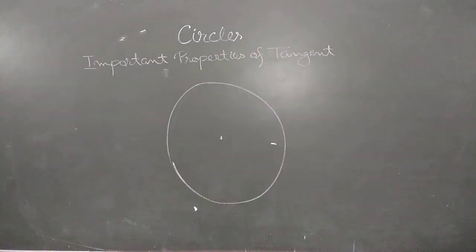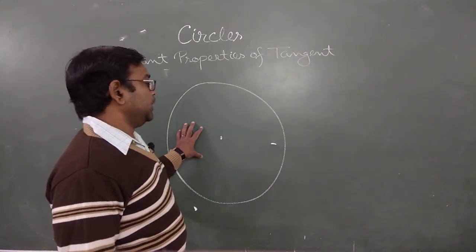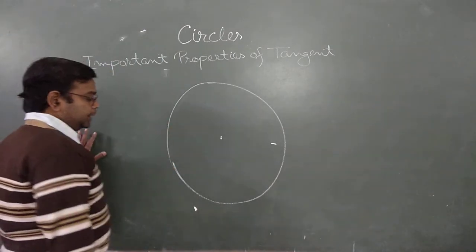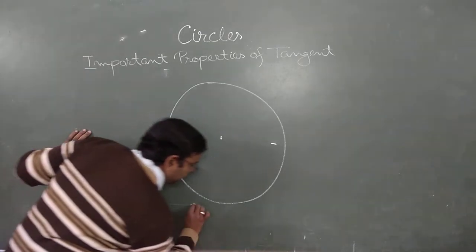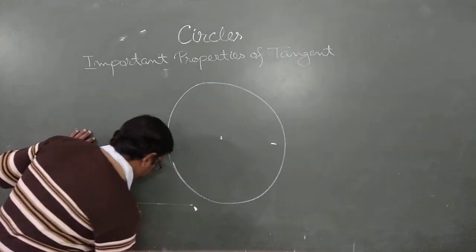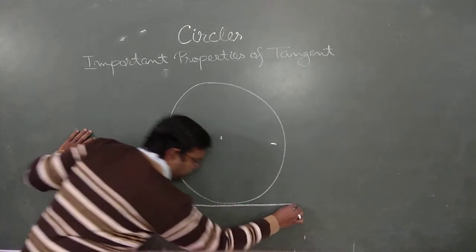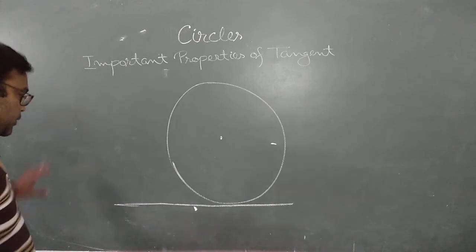Now we are going to discuss the important properties of tangent. The very first property is, if a line is a tangent to a circle, likewise, it actually touches only once. Let me draw the line.